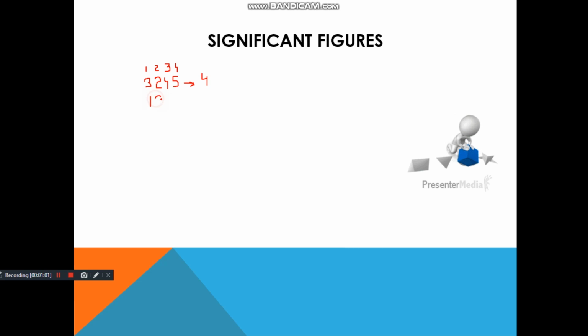Now if I write the next number, like 123, and I ask you how many significant figures are in this number, your answer will be 1, 2, 3. You are just going to count the numbers from the left side. So this was rule number 1. All non-zero numbers are significant. Non-zero means when there is no zero.